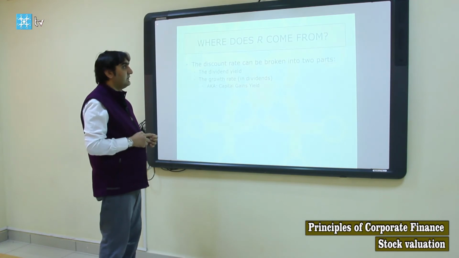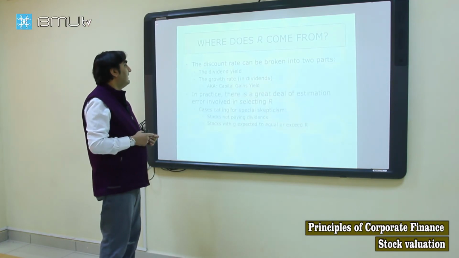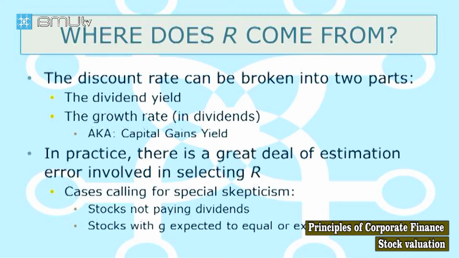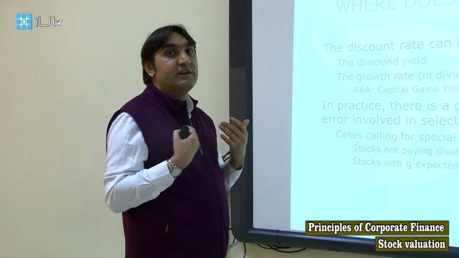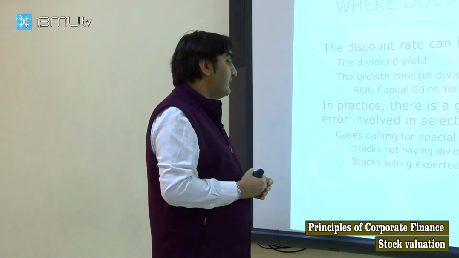And this is the required rate. That's the discount rate, can be broken in 2 parts, dividend yield and the growth rate in dividends. Also, it's known as capital gains yield. So this reflects all associated risks with that company. So it reflects all possible risks, that based on this risk, how much investors require from this company.